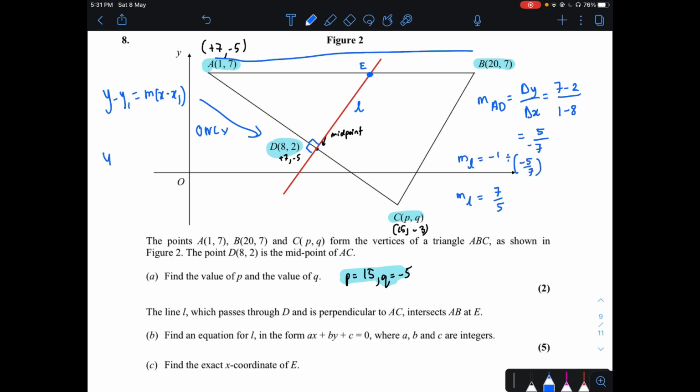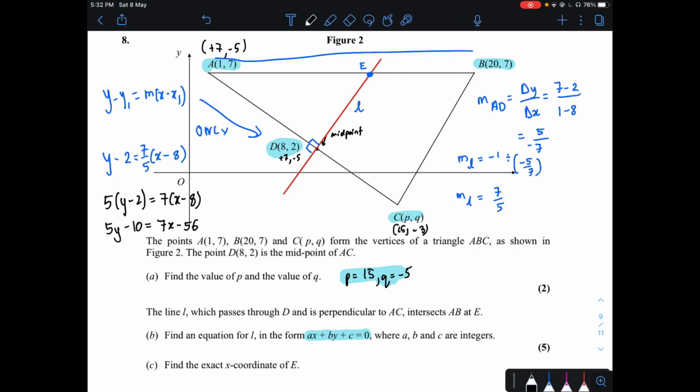So this becomes y minus 2 equals our m, which is 7 over 5, x minus 8. Now let's look at the form they want it in. They want it in the form ax plus by plus c equals 0. The best way to do this is to multiply everything out by 5. So you get 5 bracket y minus 2 equals 7 bracket x minus 8. Simplify this: it's 5y minus 10 equals 7x minus 56.